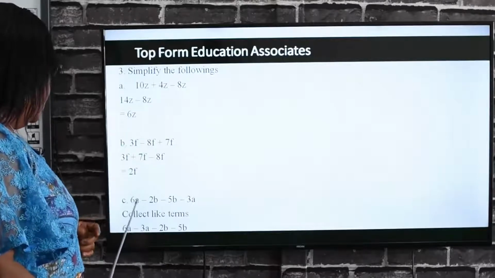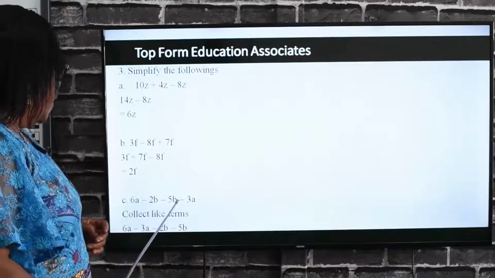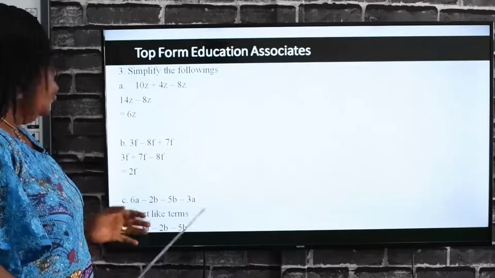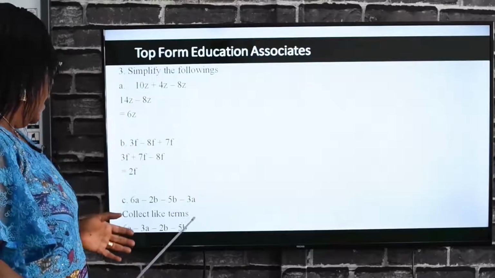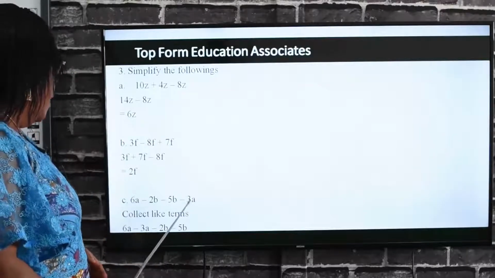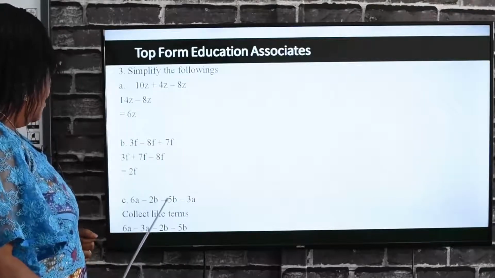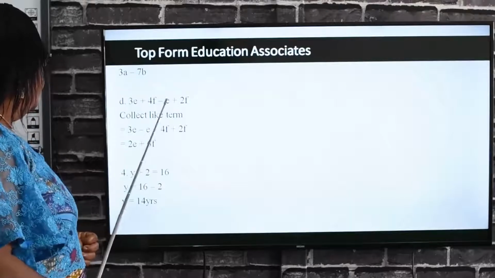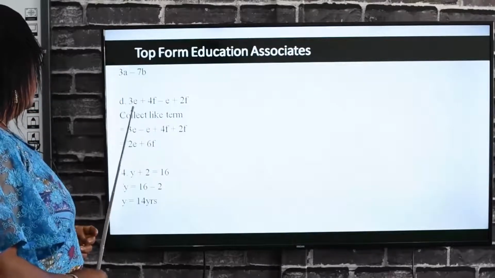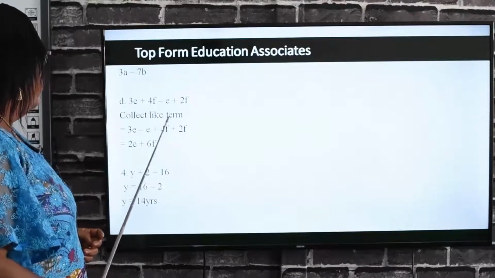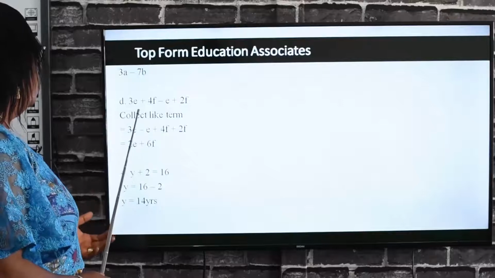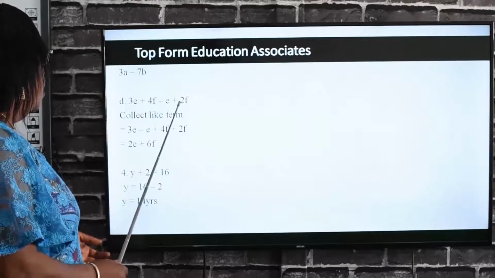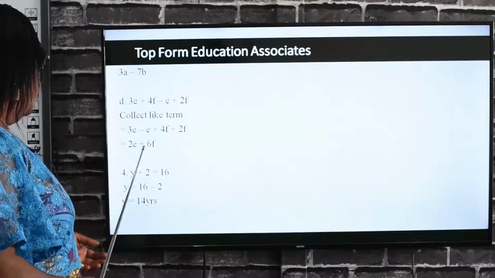However, in question C, 6a minus 2b minus 5b minus 3a, they are terms in a and b. Notice that. So they are unlike terms. So we collect like terms, and the like terms are 6a minus 3a minus 2b minus 5b. That gives us 3a minus 7b. Question D. 3e plus 4f minus e plus 2f. Unlike terms. So collect the like terms. We have 3e minus e plus 4f plus 2f, and that gives us 2e plus 6f.